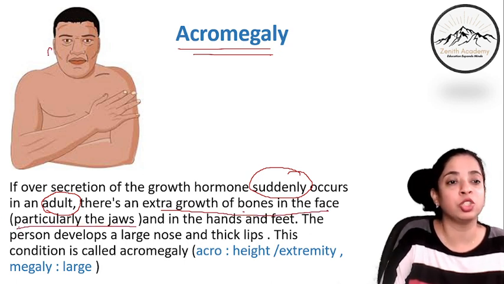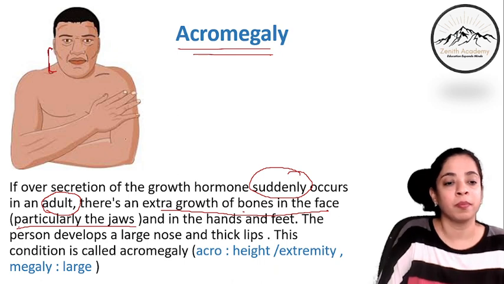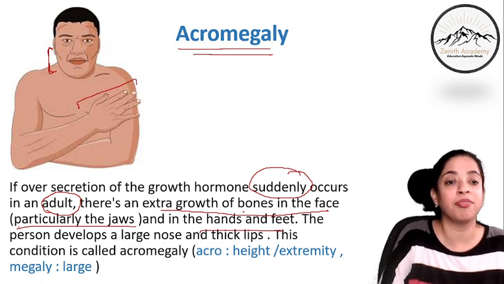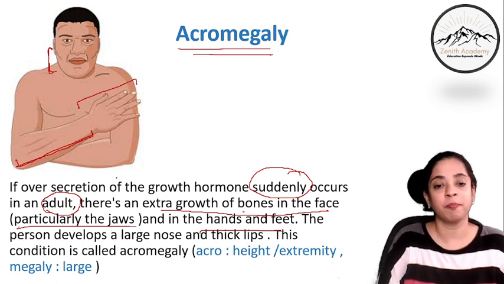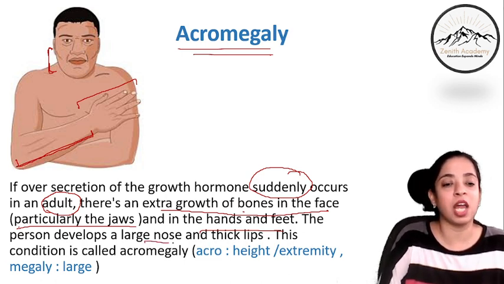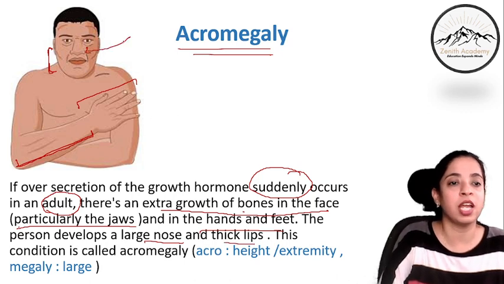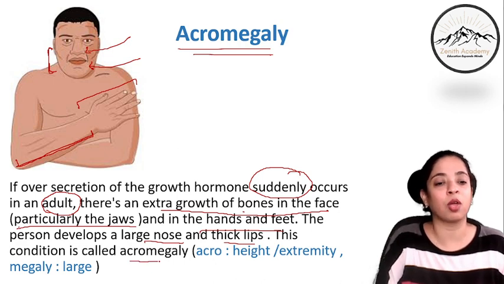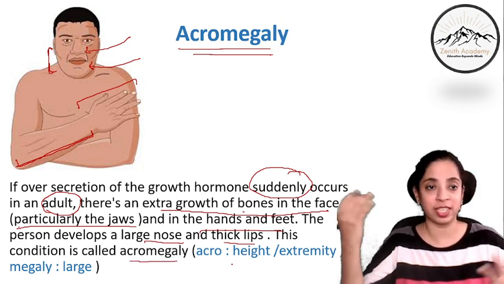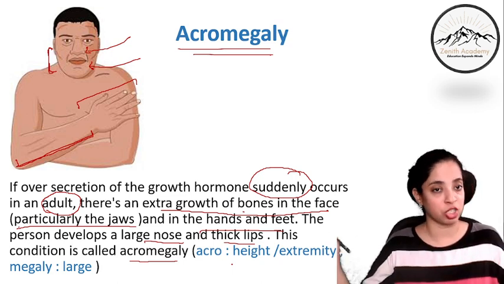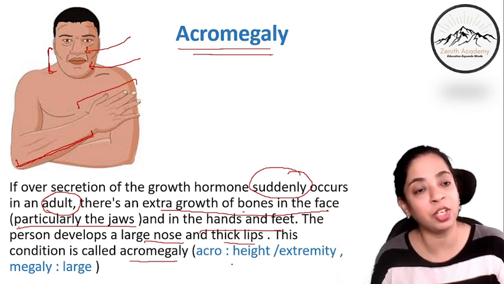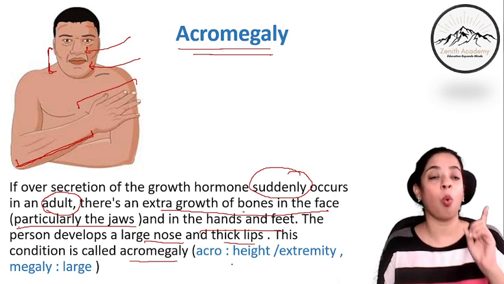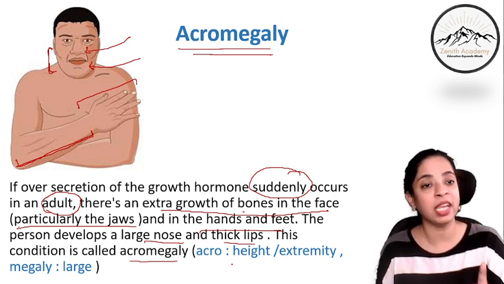Can you see the jawline is so big of this man, and in hands and feet you will see that the palms and the feet and the overall length of these hands are very large, and the person develops a large nose and thick lips. Can you see the large nose and thick lips of this person? So this condition is known as acromegaly, where acro is height or extremity and megaly means large. I hope acromegaly is clear to you. This happens when there is an oversecretion of growth hormone suddenly in an adult.